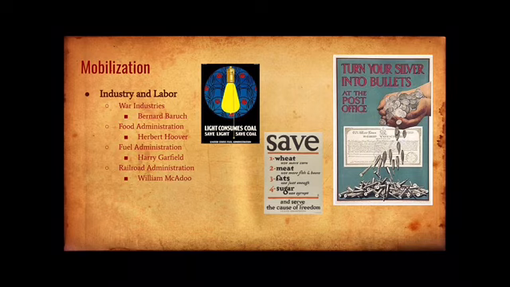Fuel administration was overseen by Harry Garfield, and this included things like coal, and other sources of electricity, gas, all that stuff. And he was like, yo, we gotta save some stuff, man. We need to save up this coal because we need it for the war. So non-essential factories and things that consumed gases and fuels were closed.